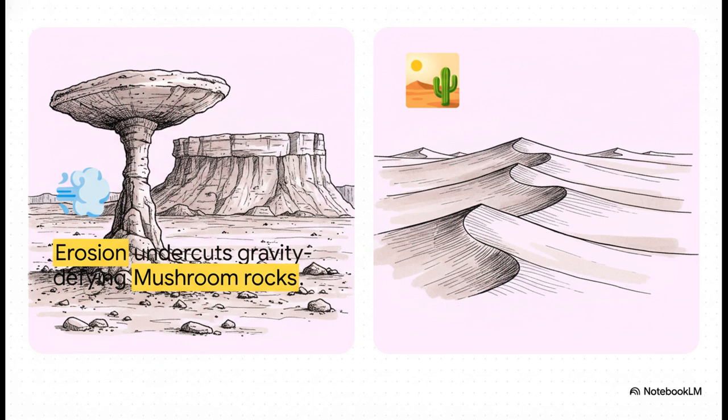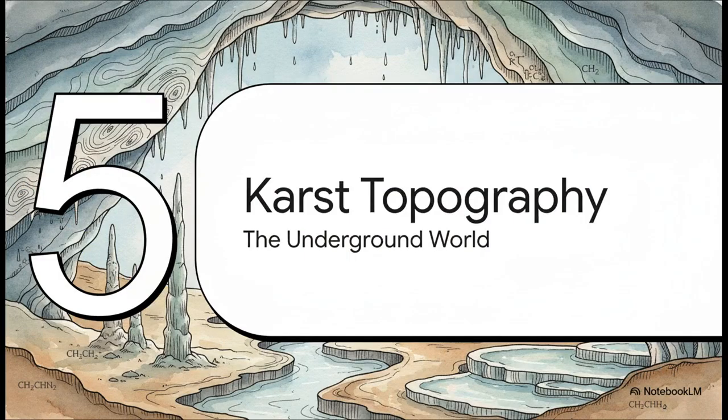But the wind builds stuff too. Through deposition, it creates ever-shifting sand dunes. We get the classic crescent-shaped Barchan dunes, the long single-winged Seif dunes, and vast, sweeping deposits of fine, wind-blown dust known as loess. Finally, let's move on to our last sculptor, karst, the underground world.